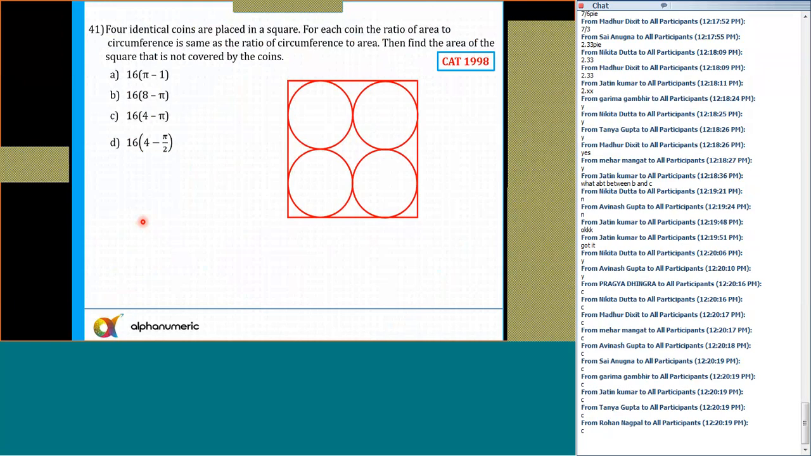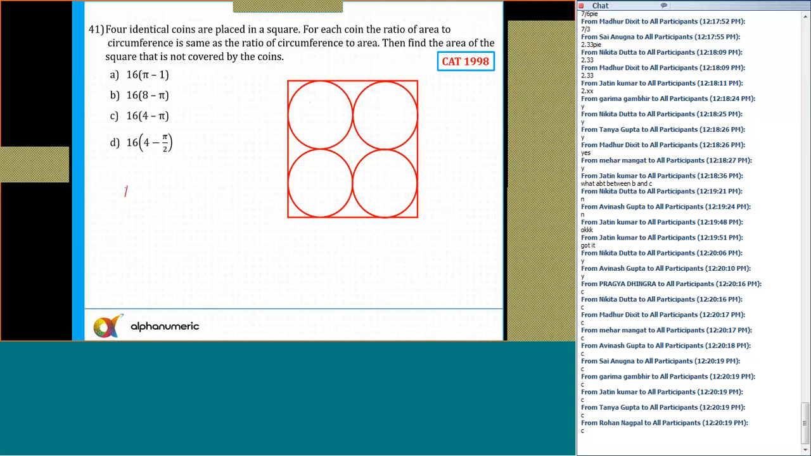Okay, we will check that. 4 identical points. Okay, 4 identical points are placed in a square. For each point, the ratio of area to circumference is the same as the ratio of circumference to area. Then find the area of the square that is not covered. I'm not sure what the answer is. So the 4 identical points are placed in a square.